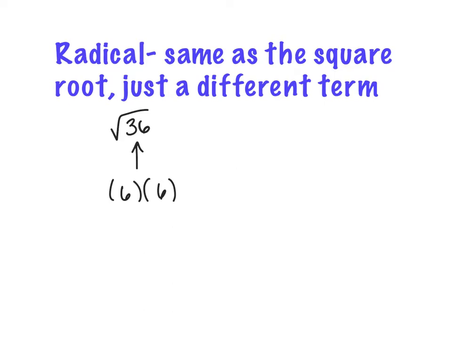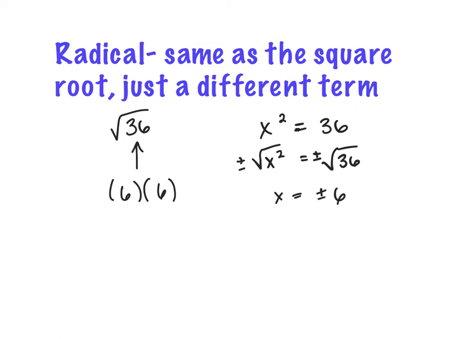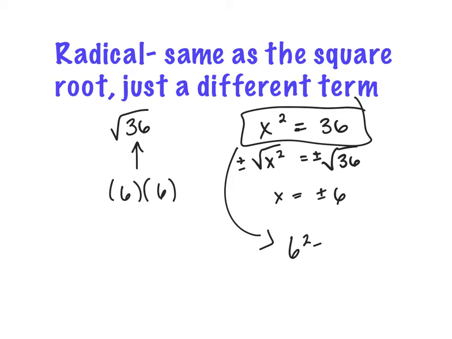Now, there was some discussion a while ago, not when we were solving radicals, but solving quadratics, where if we had x squared equals 36, we would square root both sides, and we would have a positive or negative version. The reason for that is, back to our original, if I have 6 squared, that gives me 36. If I have negative 6 squared, that also gives me 36.